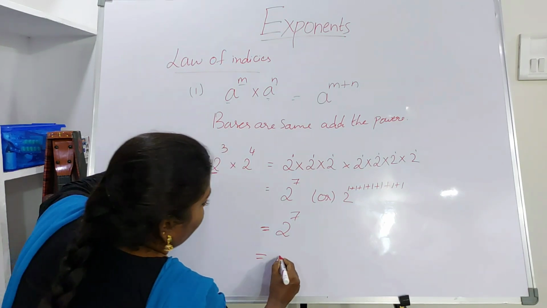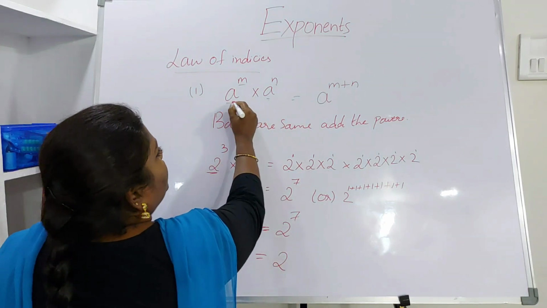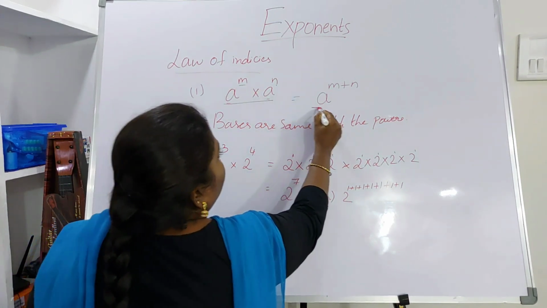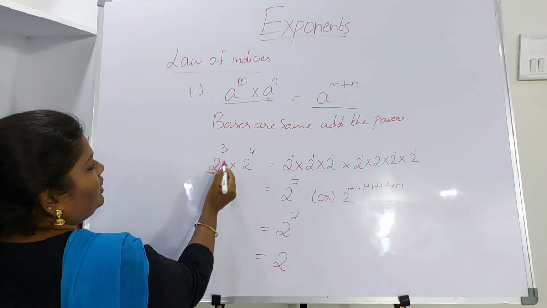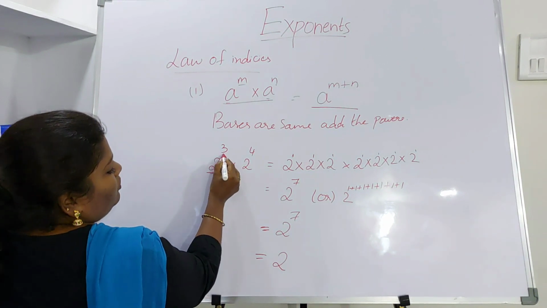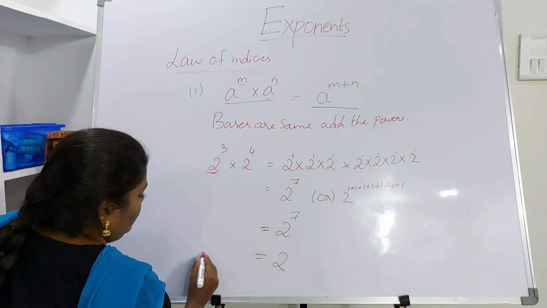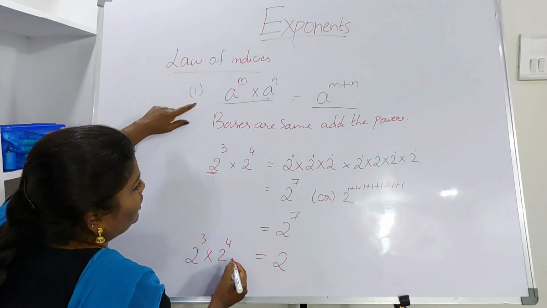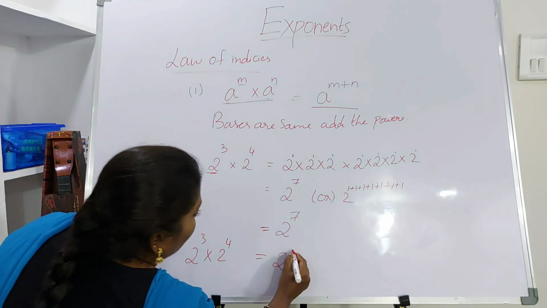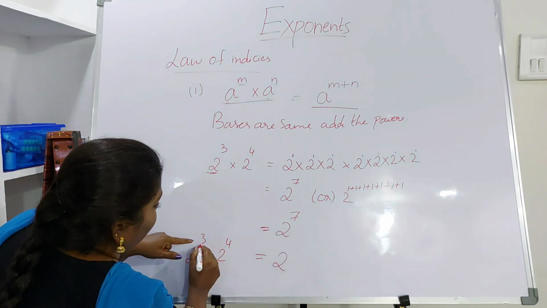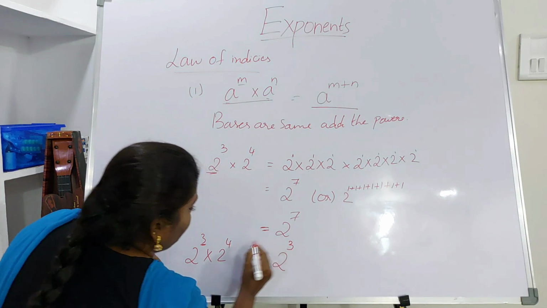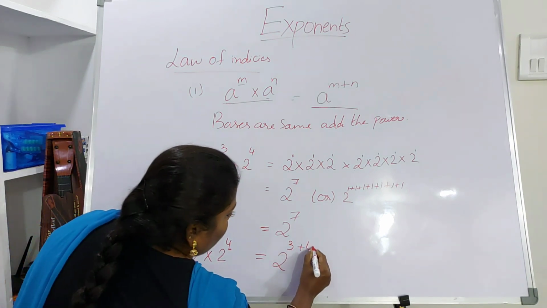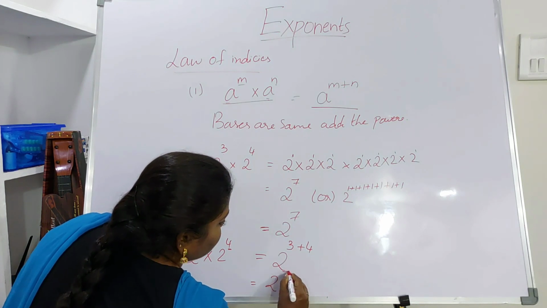Now according to the formula, a power m into a power n is a power m plus n. Here 2 to the power of 3 into 2 to the power of 4. According to the law, it is 2 to the power of m plus n. So in place of m it is 3, and in place of n it is 4. So that is 2 to the power of 7.